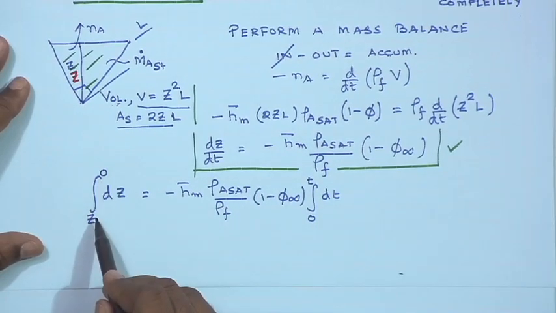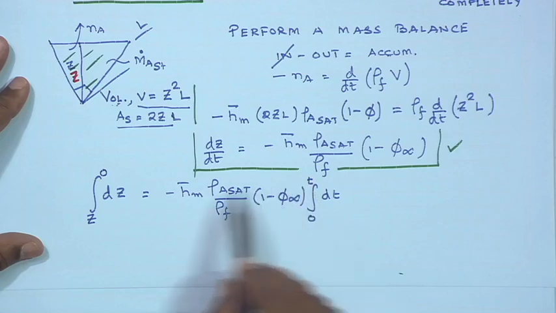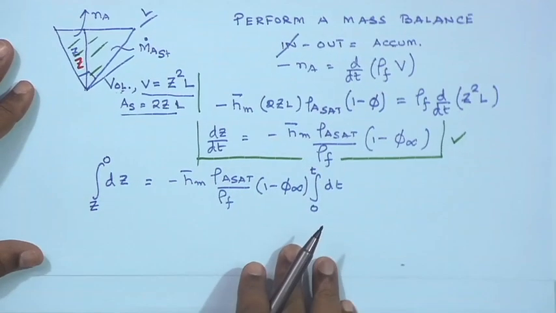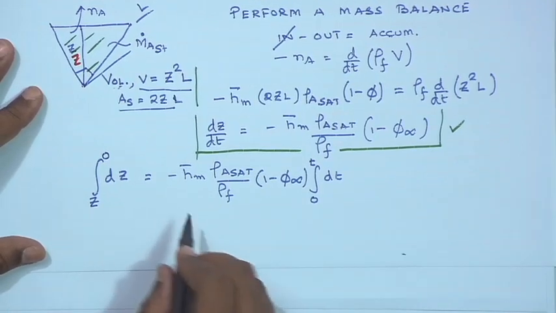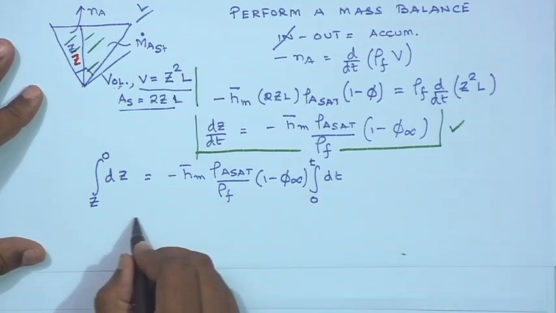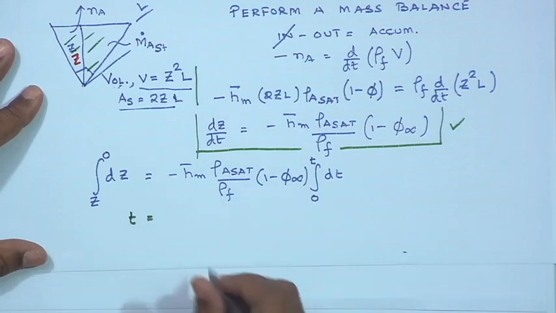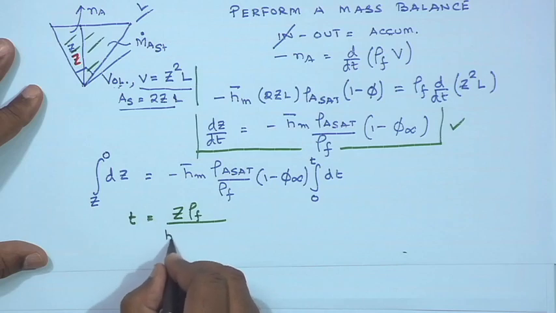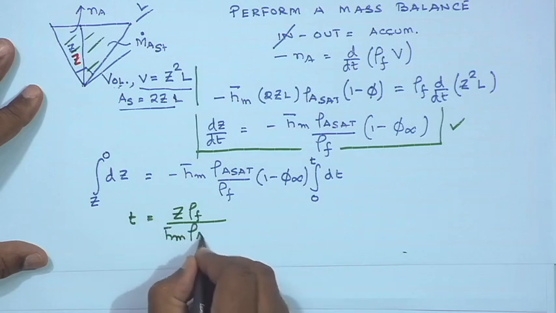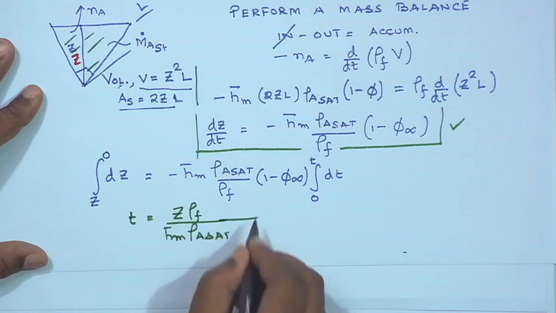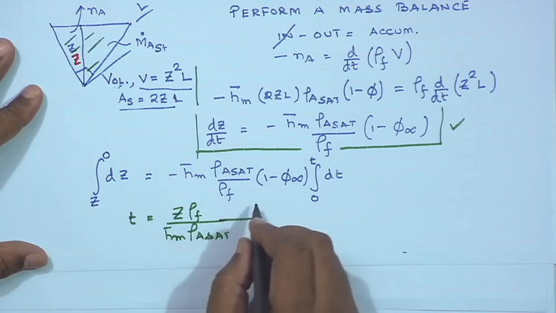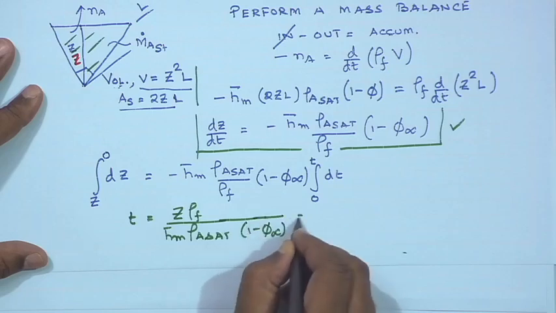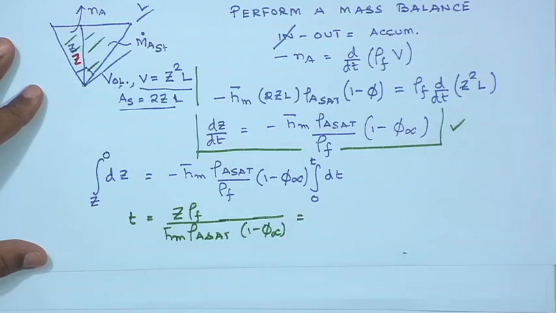So, I integrate it in order to obtain the time required for all the water to vanish, and therefore, this is the expression. And what you can do then is find out the time required. The time required would simply be equal to z times rho f by h bar m rho A sat times 1 minus phi infinity, and then you plug in all the values.